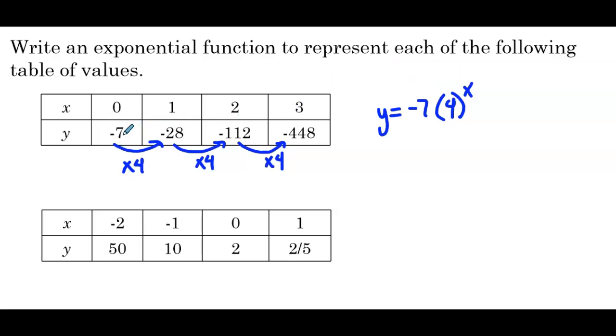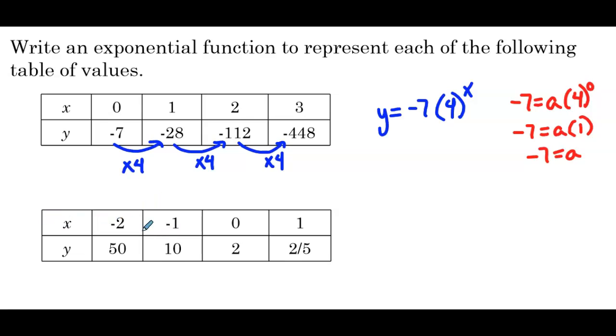For this one, I'll show the work out again for the -7. So -7 equals a times 4 to the 0. Right? -7 is our y, 0 is our x. So -7 equals a times 1. -7 equals a.